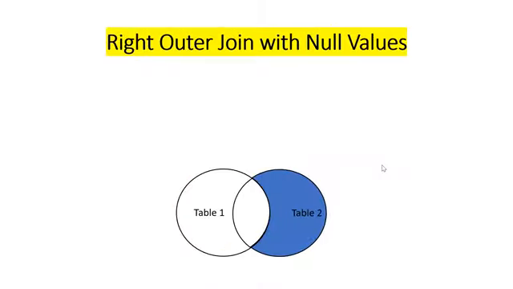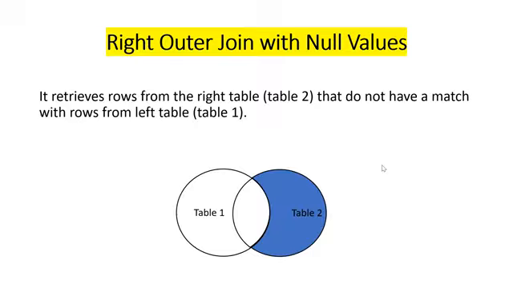Now we have the right outer join with null values. It retrieves rows from the right table, which is table 2, that do not have a match with rows from the left table, which is table 1. For example, for the normal right outer join, we display all values from table 2, which is the right table, and the corresponding values in table 1. So if there is no match, we will have null values. For the right outer join with null values, we will display only the rows in table 2, the right table, that do not have a match in table 1.